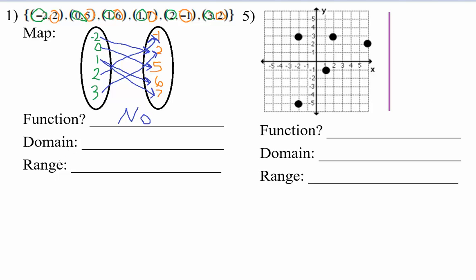Now domain gets really easy in this case. So all we have to do is make our curly bracket, which is an S followed by a 2, and then just write our inputs in numeric order, which we've already done. So -2, 0, 1, 2, and 3. And same thing for our range, except for our range, it's all of our output values.